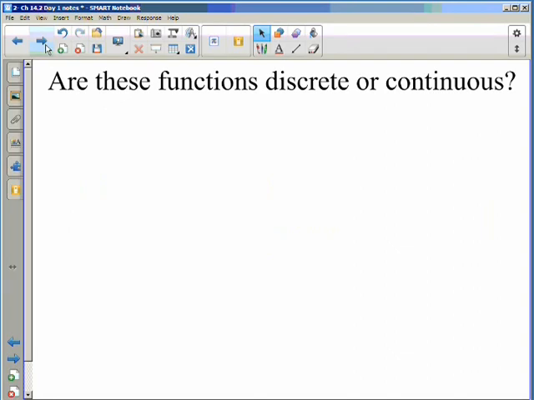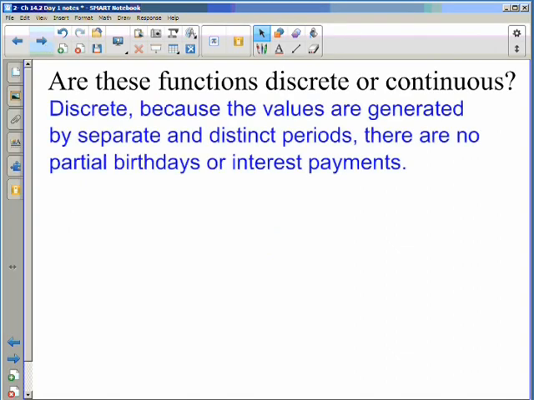Are these functions discrete or continuous? They're discrete because the values are generated by separate and distinct periods. There are no partial birthdays or partial interest payments. And we do generalize to continuous functions, and that's a big part of what calculus is about. But in this chapter, we really focus on some discrete values.